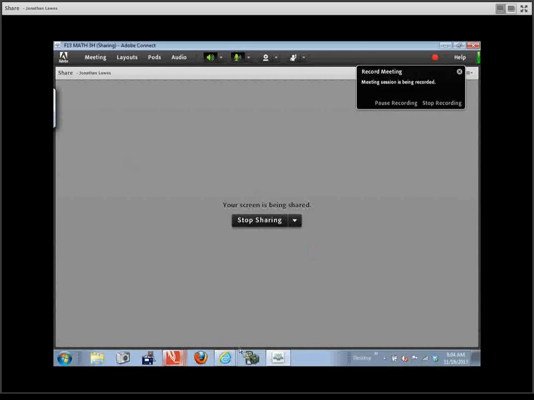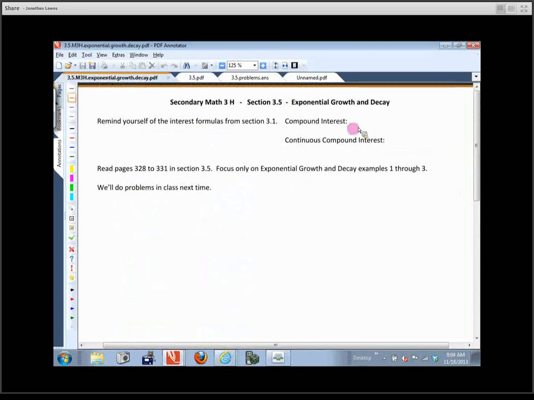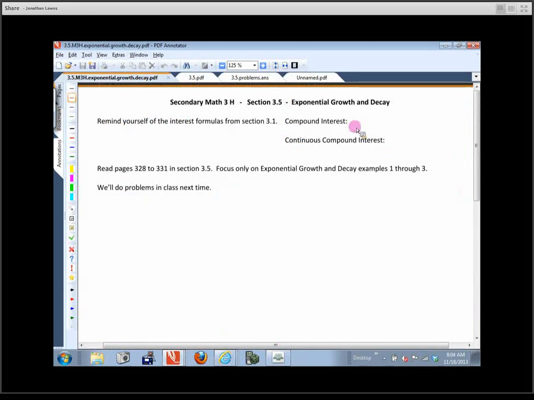Compound interest formulas that we had seen before. So let's see, if it just said compound interest, anybody remember what that one was? Starts with an A. P, very good. 1 plus r over n raised to the nt.